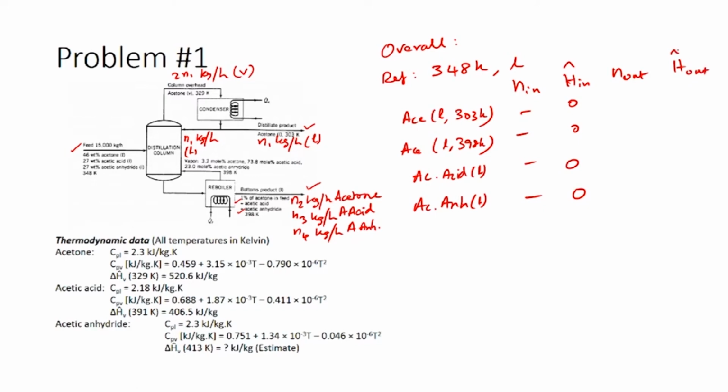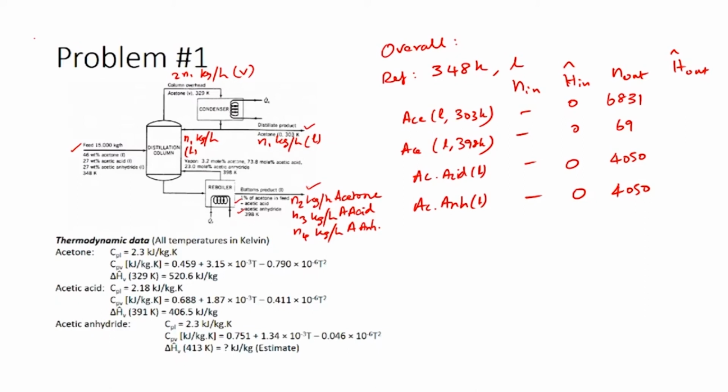Now, we need to identify the flow rates for the individual components which have been entered in the enthalpy table. So, we have 6831 kilograms of acetone liquid leaving at 303 Kelvin and 69 kilograms of acetone liquid leaving at 398 Kelvin, and we also have 4050 kilograms of acetic acid and acetic anhydride liquids leaving at 398 Kelvin. So, now we need to calculate the specific enthalpy changes for each of these processes.